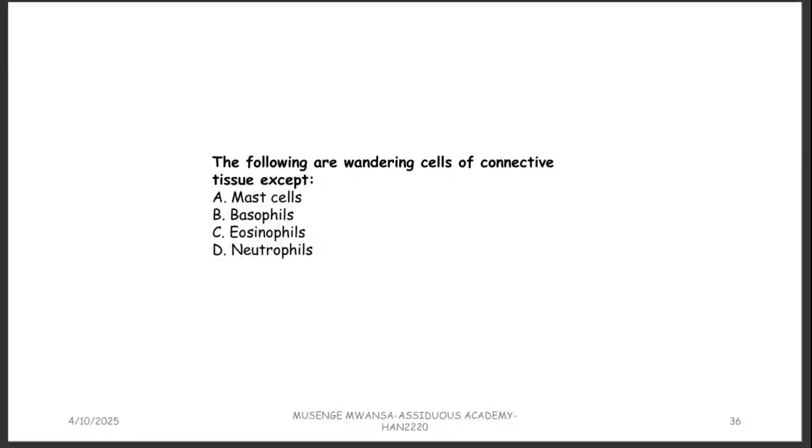Next, the following are wandering cells of connective tissue except mast cells, basophils, eosinophils, neutrophils. So wandering cells, these are cells that are not fixed. Now we want a fixed cell. Okay, memory excellent again. Mast cells are cells of connective tissue.